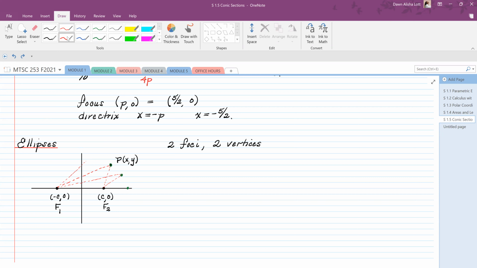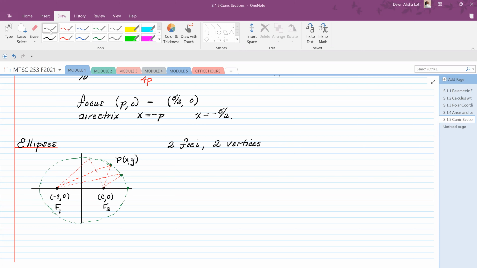I'm keeping the distance between the points the same, so those have to stay the same. As I roll this around, I end up with something that looks like this, because I keep the distance constant. So how does that look as an equation?